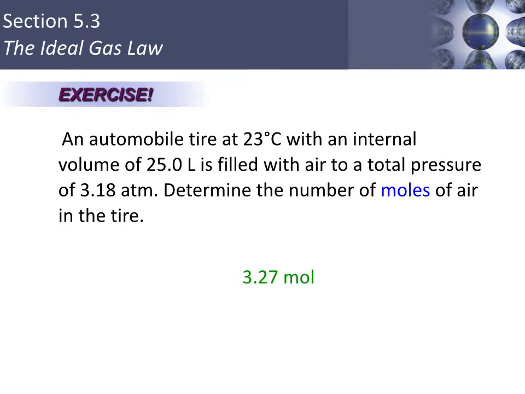We have a tire at 23 degrees C. The volume is 25 liters, and the pressure is 3.18 ATMs. What is the number of moles in the tire? The problem is PV equals nRT. So the pressure times the volume, 3.18 times 25, is going to equal the number of moles, which will be your x, times your constant R, 0.08206. Multiply that by 23 degrees, but remember you need to add 273 to convert it to Kelvin. You can solve that and see that n equals 3.27 moles.